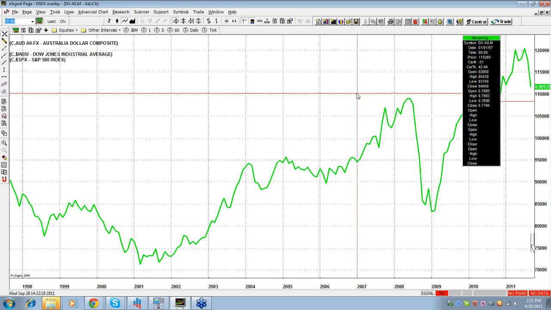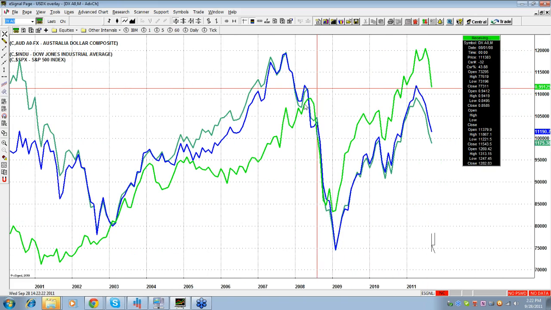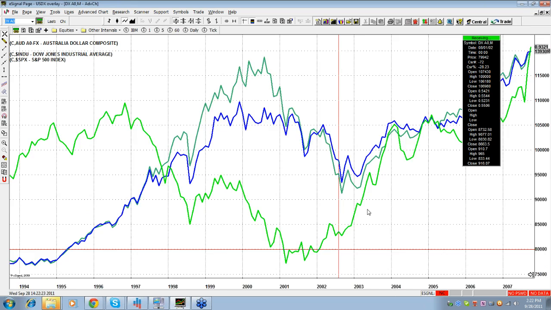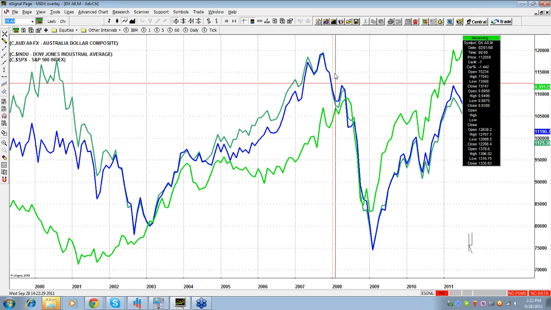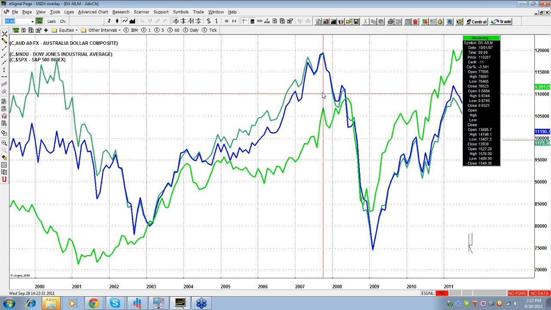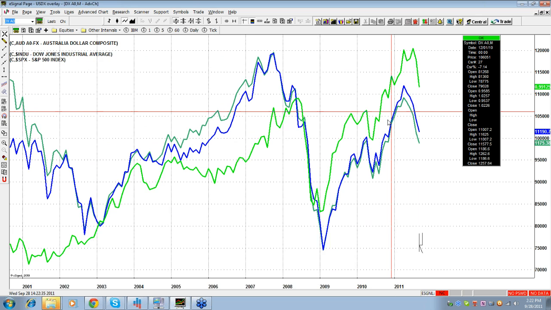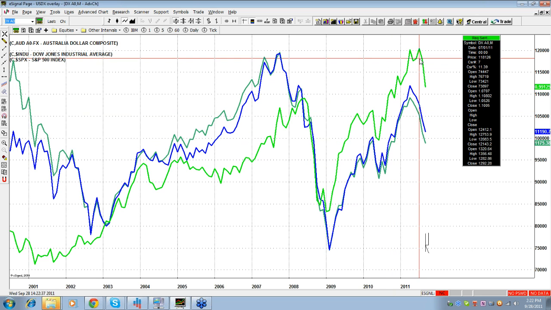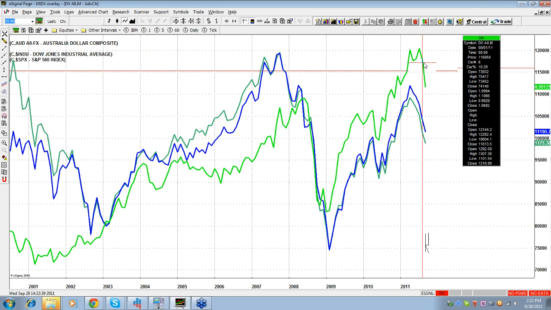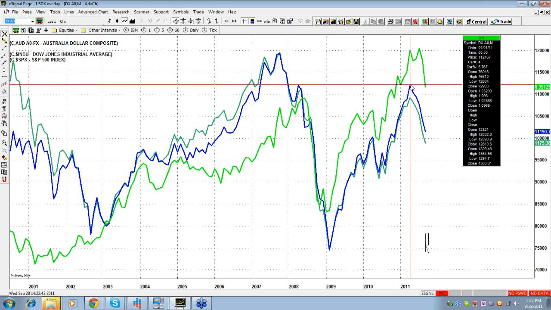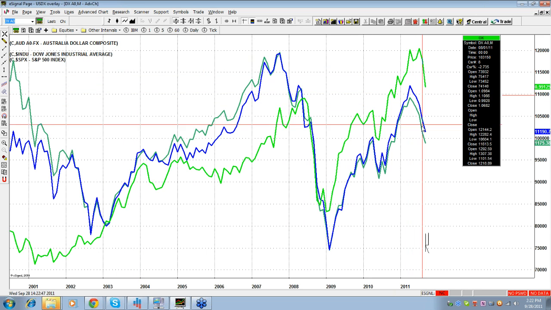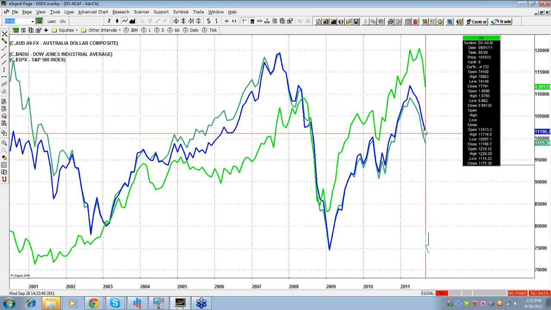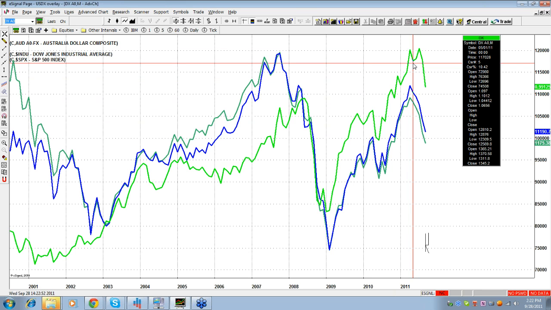Look at those three pairs and how they trade together. The Dow Jones and the S&P are a copycat, one of the other. Aussie is lagging in the monthly. So technically, in the monthly and the daily, you can see that the indices are running ahead of the Aussie, the risk pair.